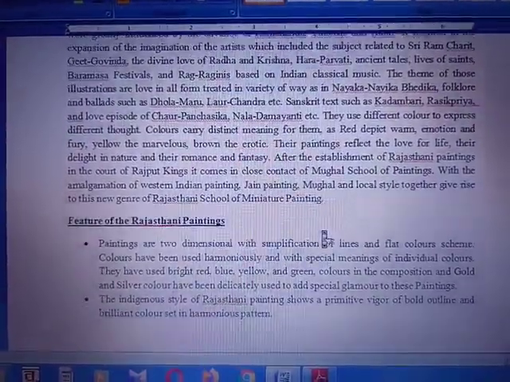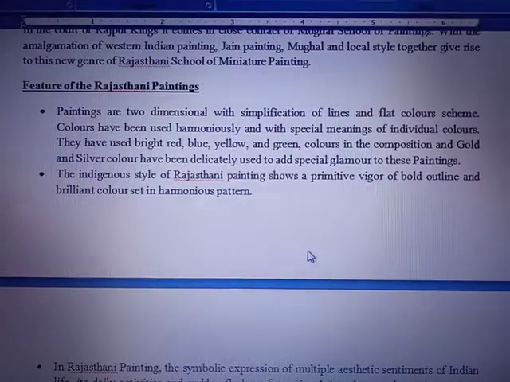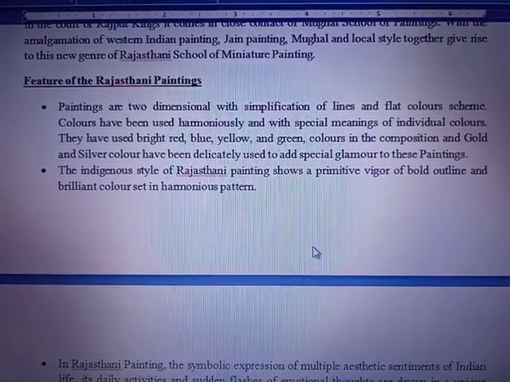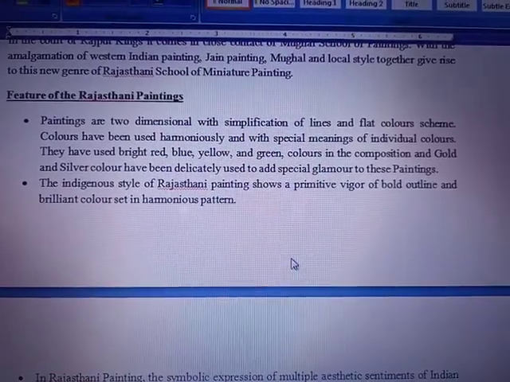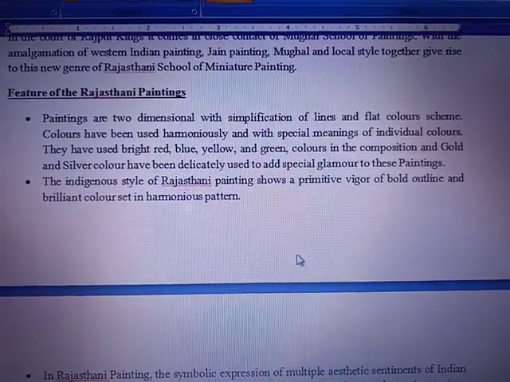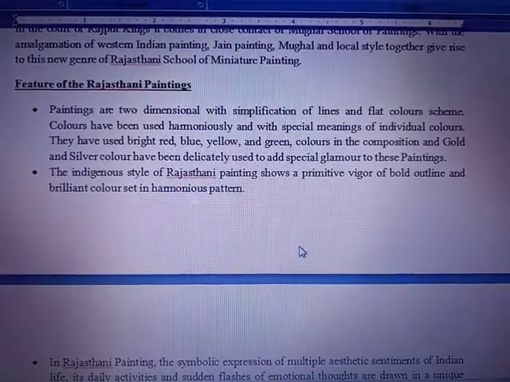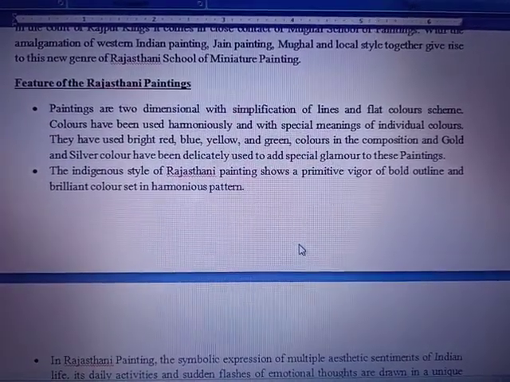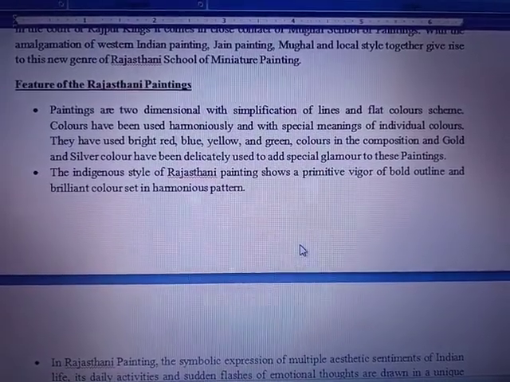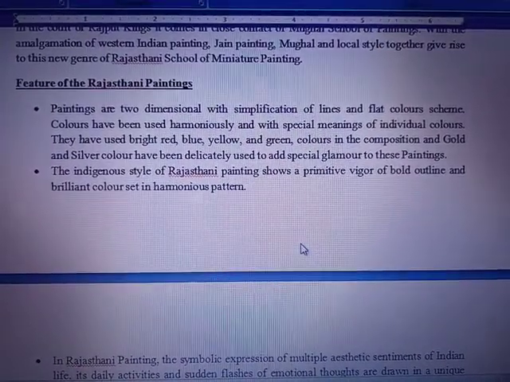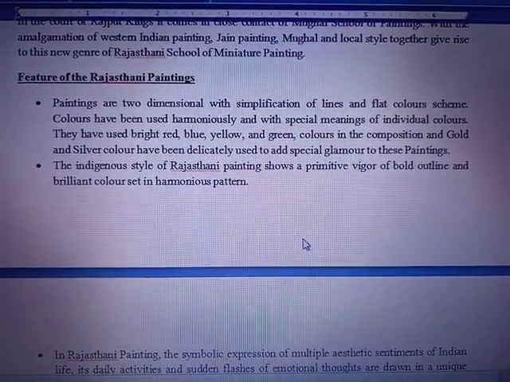And now I'm telling you the features of Rajasthani painting. Paintings are two dimensional. You know what is two dimensional and three dimensional? There is no use of light and shade and perspective. That is why those paintings are two dimensional, with simplification of line and flat color. They have used simple line and flat color for their paintings.